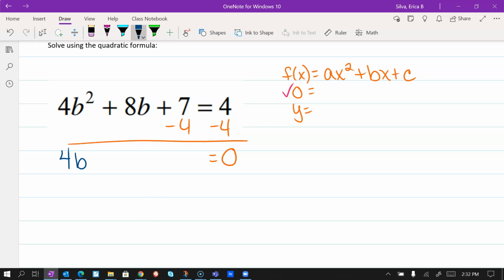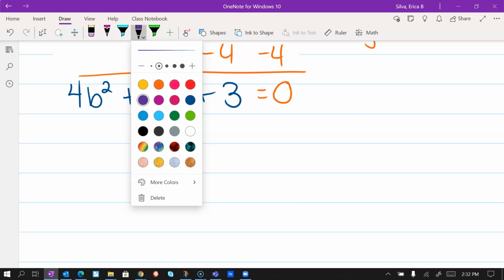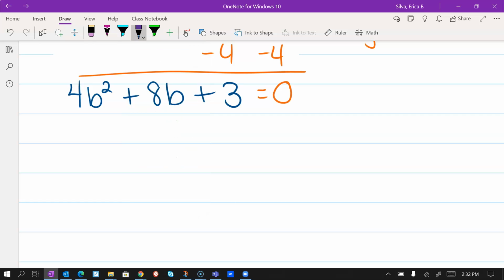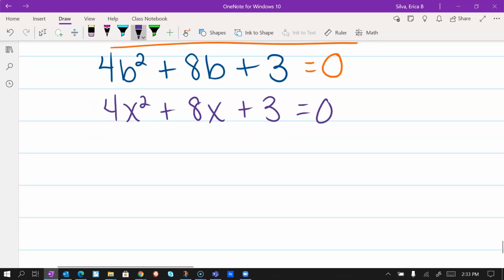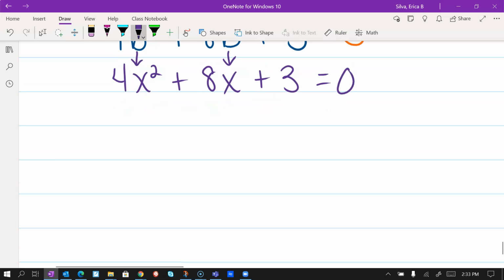So we've got 4b squared plus 8b plus 3. Now, I don't know about you, but when I see anything but x, it messes with my brain. It makes my brain work harder than it has to. I'm not going to do that to myself, so I'm just going to change that b to an x. And at the end, if I want to change it back, then I'll change it back.